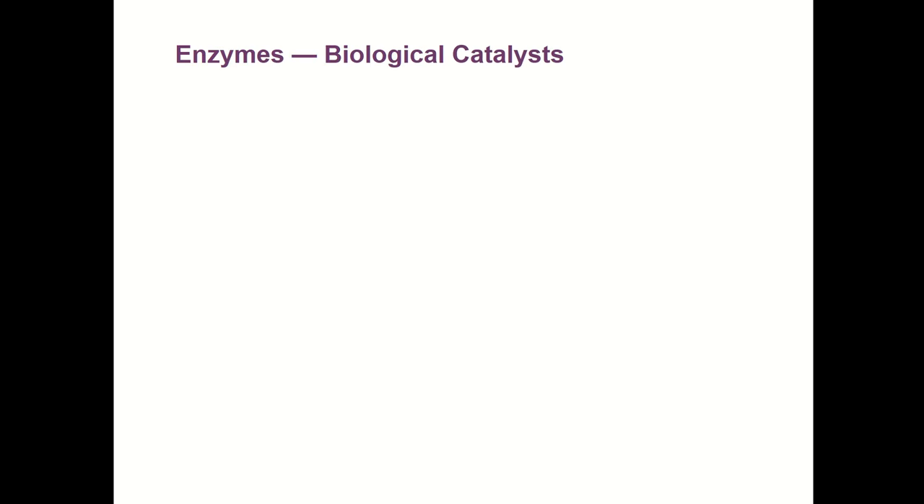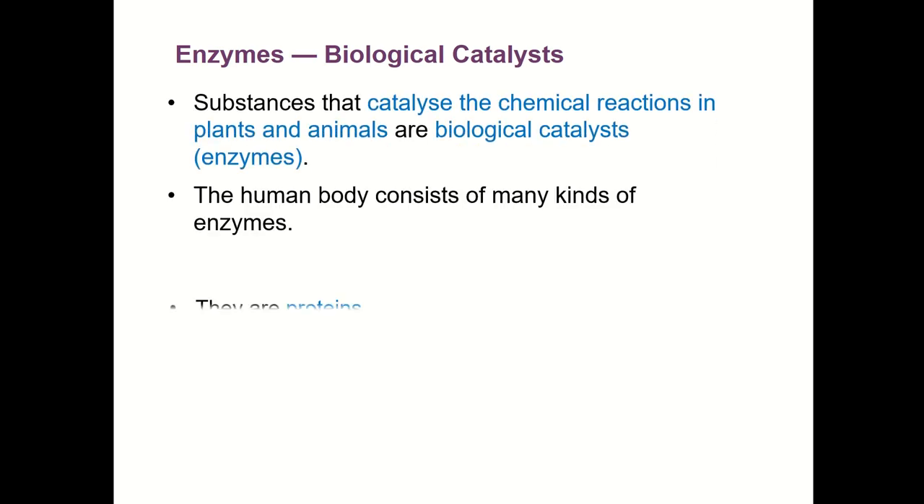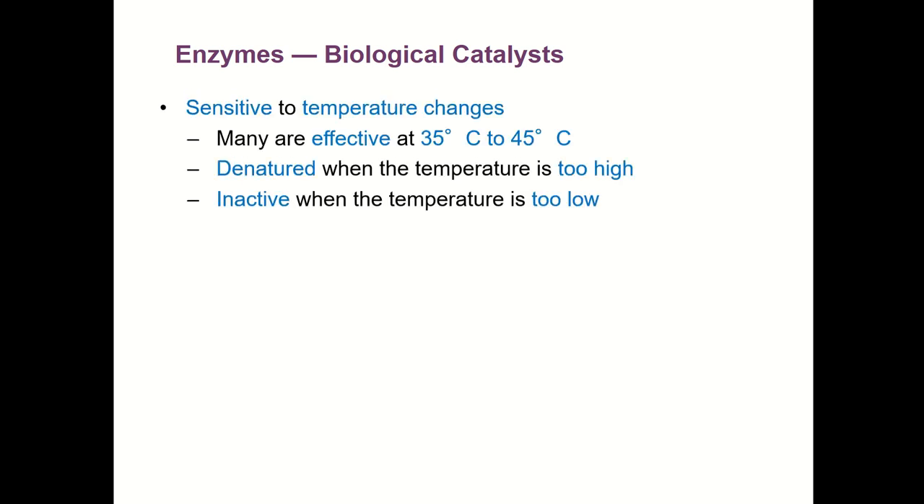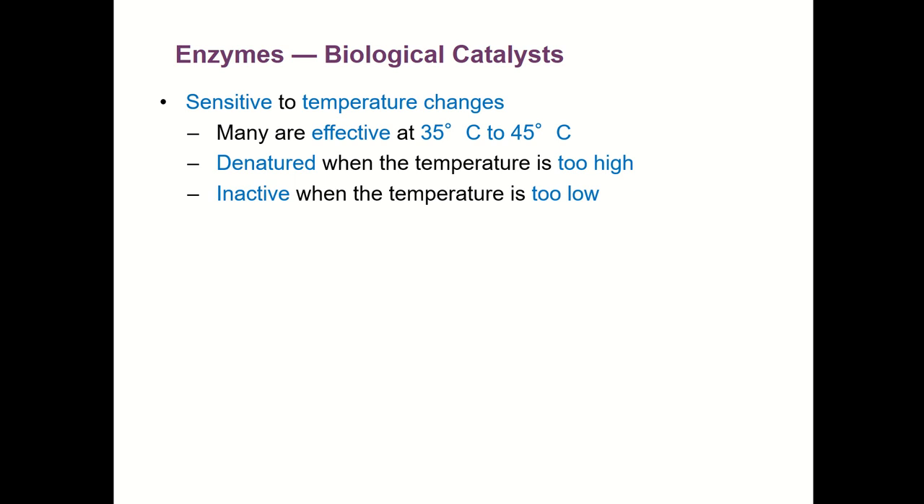So there are many uses of catalysts around us. One is in the area of biology. You do have biological catalysts in living things. For example, our human body contains many types of enzymes that help in various body functions. These enzymes are usually proteins and they are specific in their actions. For example, there are enzymes in your saliva that speed up the reaction of changing starch into sugar.